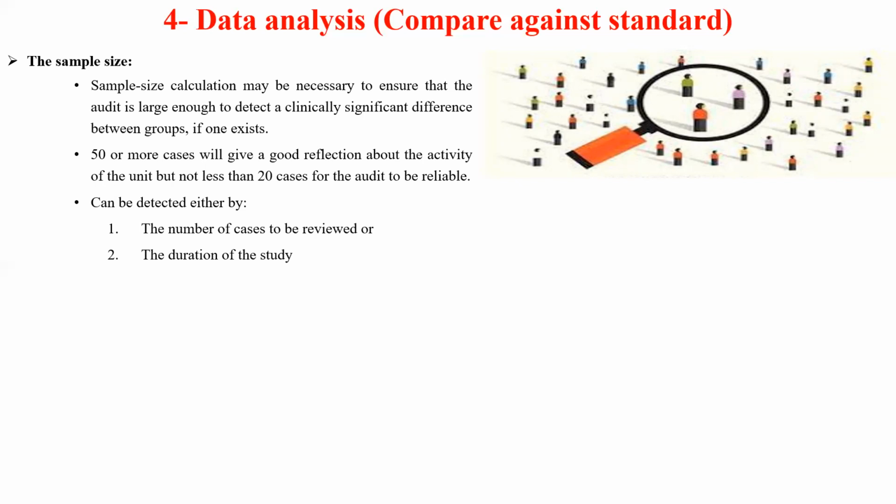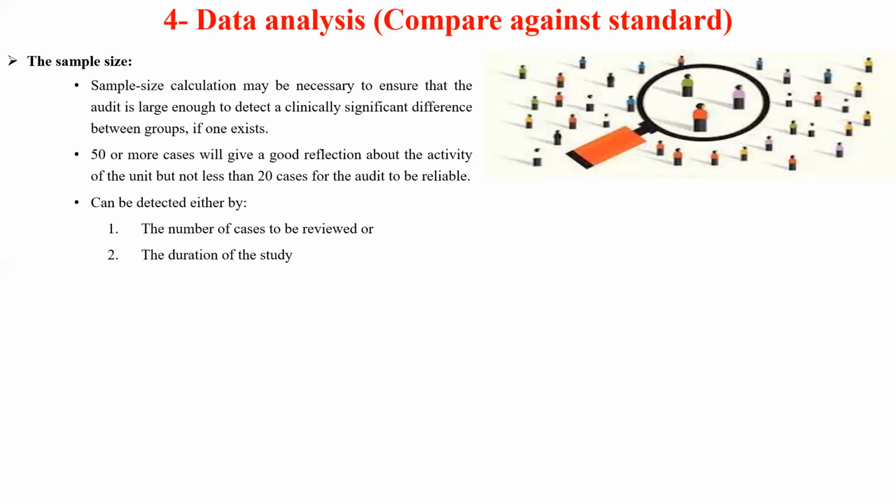How can you detect the sample size? The sample size can be detected by one of 2 ways. Either you will detect the number of the cases from the beginning of the audit or from your study, or you can detect the sample size by detecting the duration of the study. So I will do my study between January and December, and I will take all the collected cases between January and December. So the sample size will not be detected from the beginning. But if you use the number from the beginning, you are setting the number from the start.